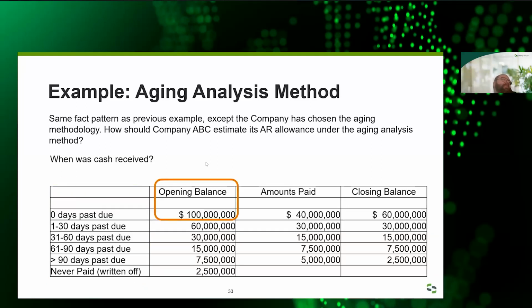And then, as we talked about in the background, there's 100 million in sales during this historical period. And we said, okay, well, if there's 100 million in sales, when did we collect these monies? Well, we collected 40 million when it was only 0 days past due. And we collected 30 million when it was 1 to 30 days past due. And you can see here, it's just a simple roll forward depending upon when we get paid. And at the end, we say, well, we never got paid 2.5 million. Again, it's kind of a similar fact pattern to the previous example.